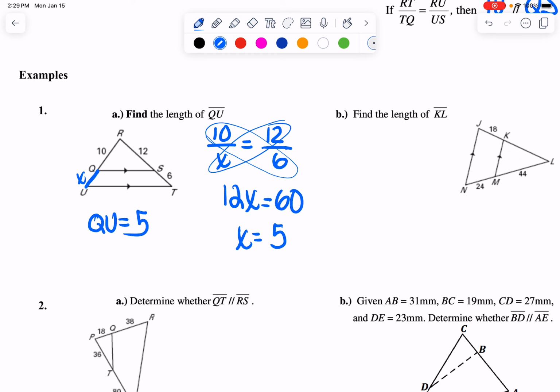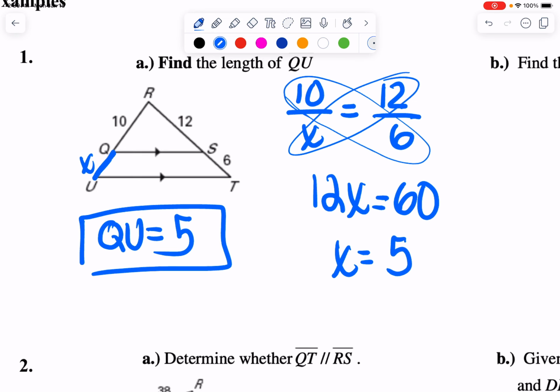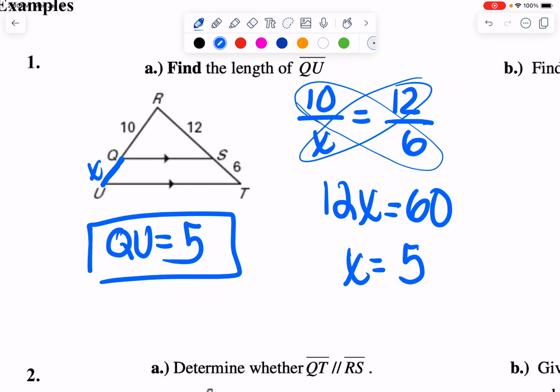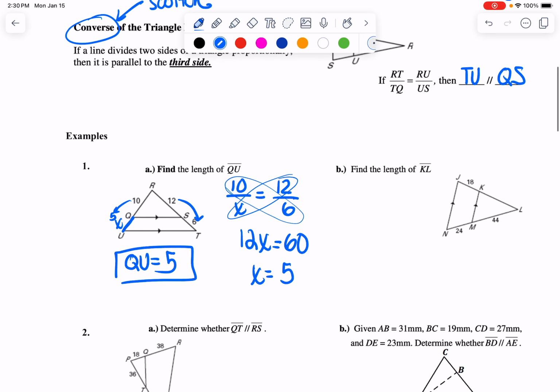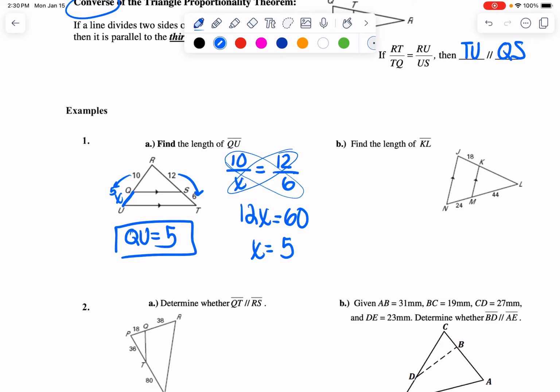And that makes sense because if you look at your picture, here's a good check. 6 is half of 12. If this is 5, then 5 is half of 10, so that would make sense going at the same rate. Let's try another one like this. We're now just flipping the triangle a little bit.